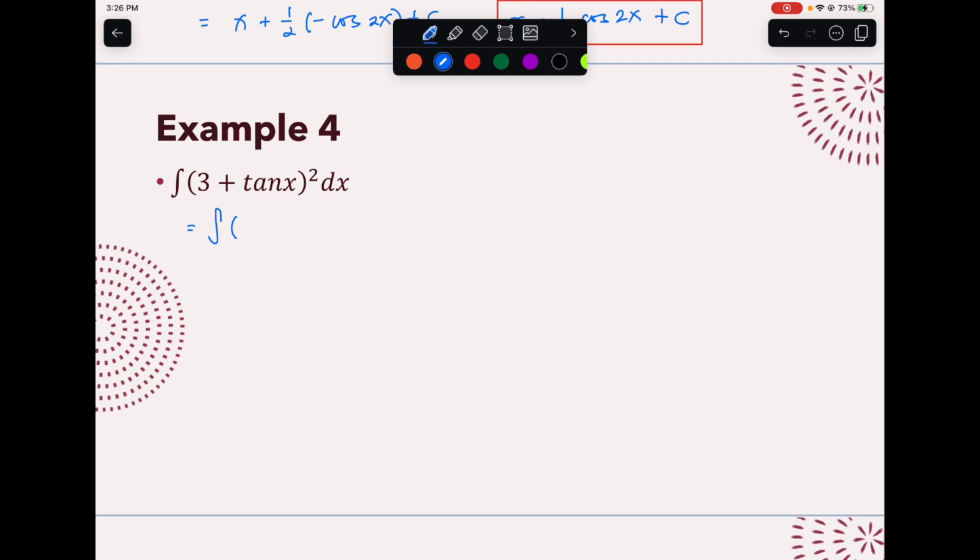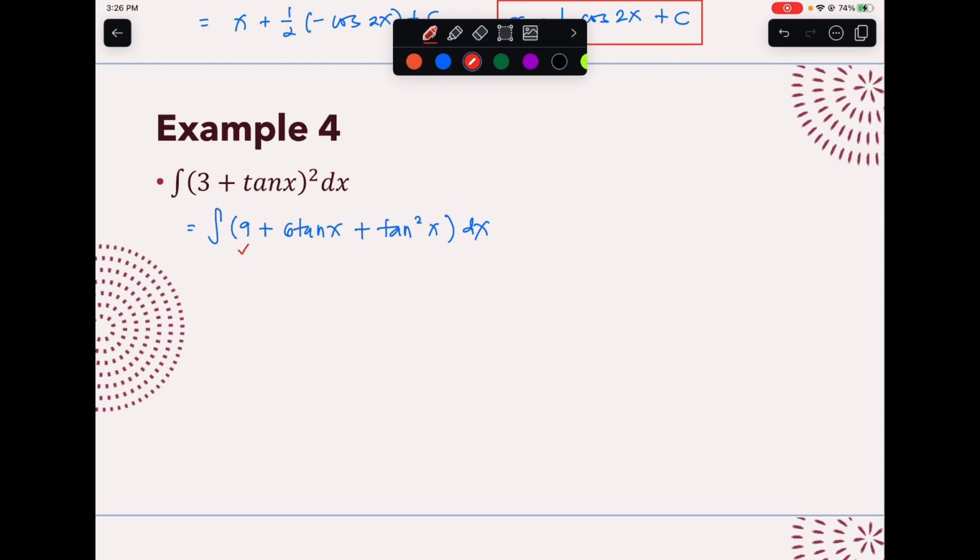So 3 squared will be 9. And then binomial expansion, 2 times 3 times tangent x. So 2 times 3 is 6 tangent x. And then tangent x squared, so that would become plus tangent squared x dx. Now we just have a simple integrand, we don't have the power of 2 anymore. But let's try to see each given term.